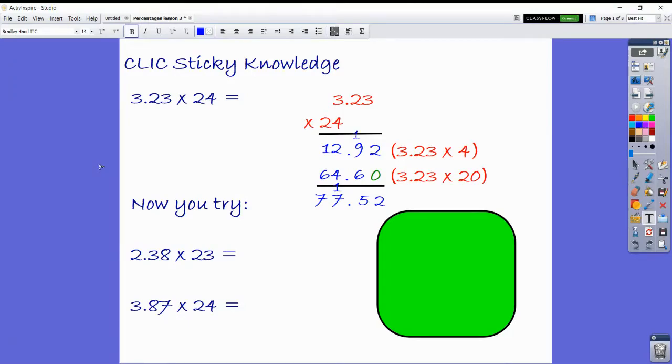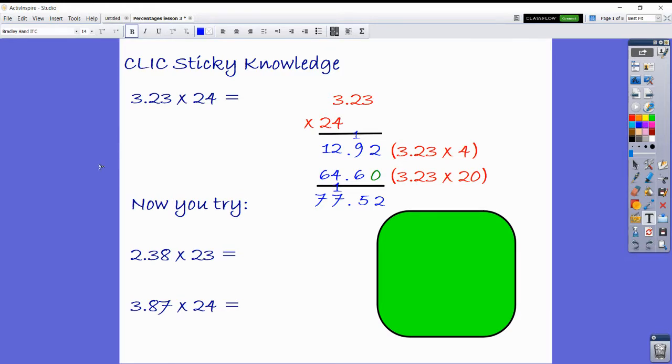You're going to need a whiteboard and pen to start with, and we're going to start with our click sticky knowledge. So we've got 3.23 multiplied by 24, and we've got a waggle on how to answer that question. To answer this question, you need to set out your question with the short multiplication method.